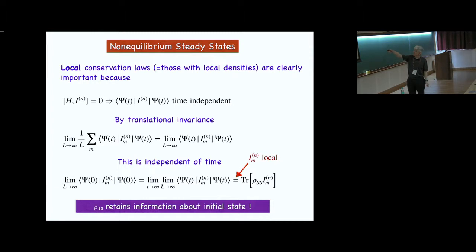Because we're dealing with a conservation law, this quantity is time independent. So I know that this doesn't depend on time, so the value at time t equal to zero must be equal to the value at time t equals infinity. But at t equal to infinity, I have relaxed locally, so the expectation value of any local operator has become time independent, and the expectation value is described by my steady-state density matrix, by my statistical ensemble, which is what I have here.